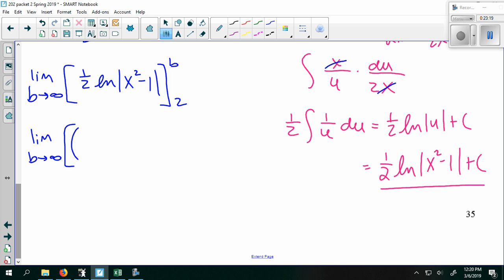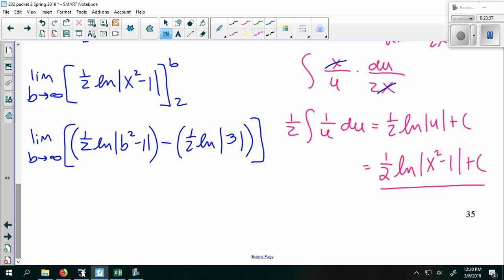All right, so that means first plug in the b. When I plug in b, I get 1/2 ln of b squared minus 1. And when I plug in the 2, I get 1/2 the ln of 2 squared minus 1, or 4 minus 1, which is 3. So as b goes to infinity, the ln of b squared minus 1 goes to infinity. So this becomes infinity minus a number, which is still infinity, which means it diverges. So the integral diverges.